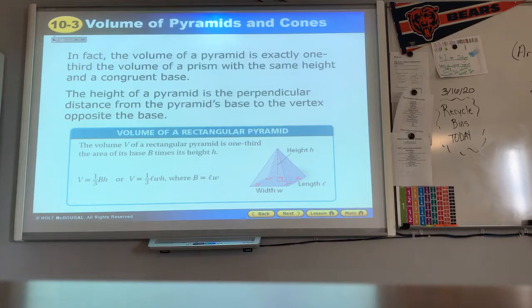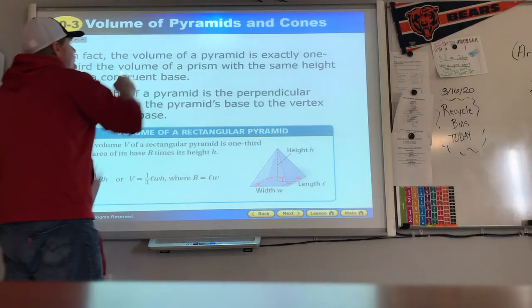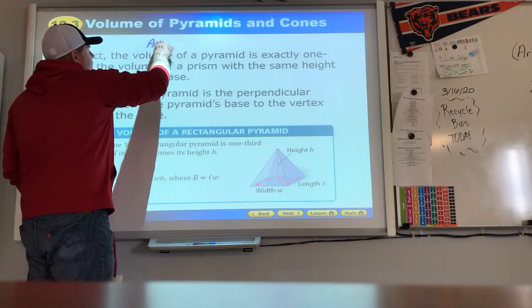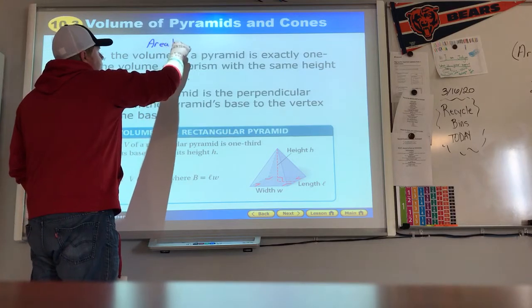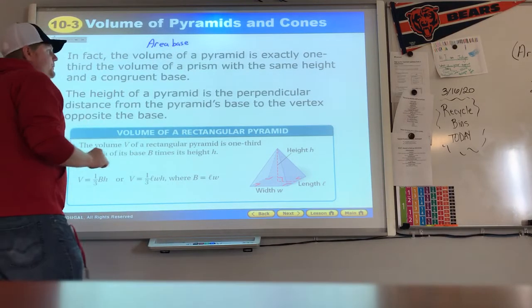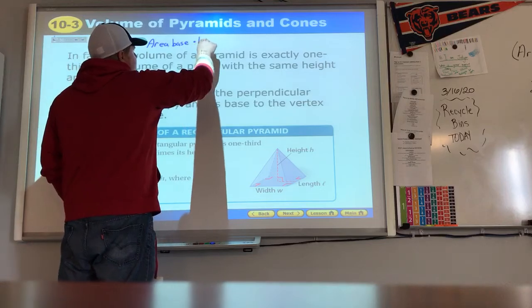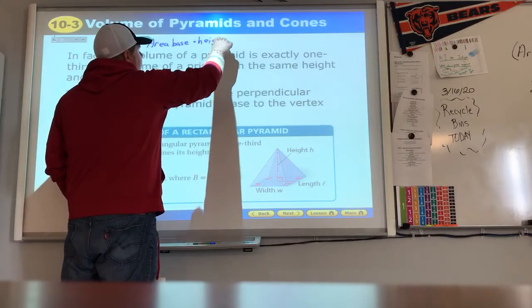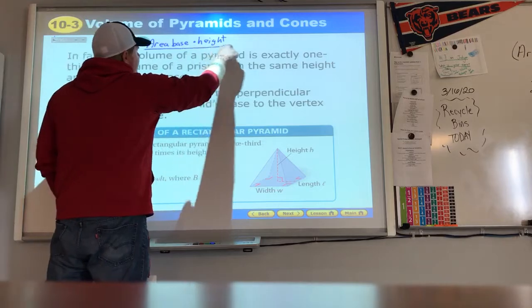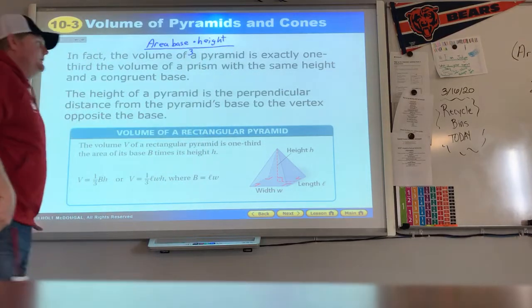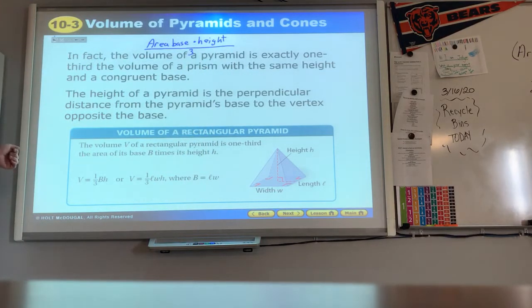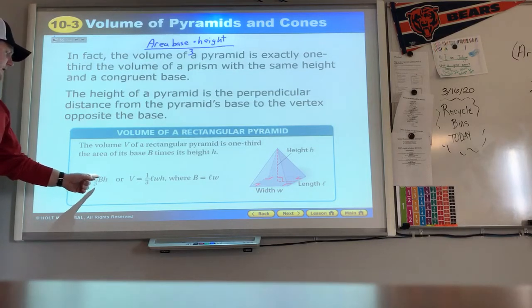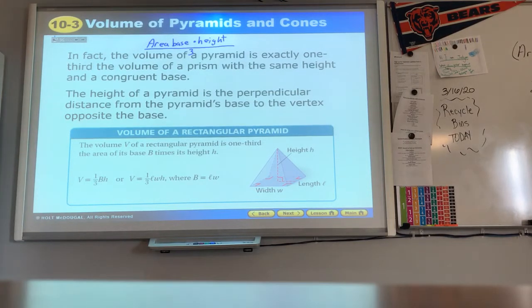So just like the other day, you're going to find the area of the base. You're going to multiply that times the height, and then you're going to divide by 3. They show it as 1/3 times the area of the base times the height. Multiplying by 1/3 or dividing by 3 does exactly the same thing.